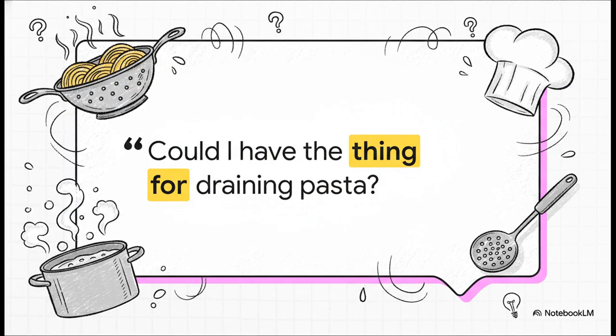And just look at how this works in a real sentence. Could I have the thing for draining pasta? That is polite, it's perfectly clear, and it's completely fluent English. You've communicated exactly what you need without ever saying the word colander. This isn't a failure to find a word. It's an advanced communication skill.